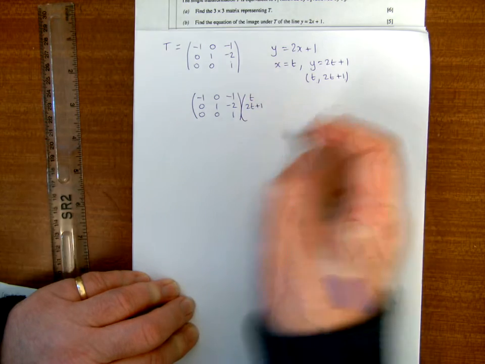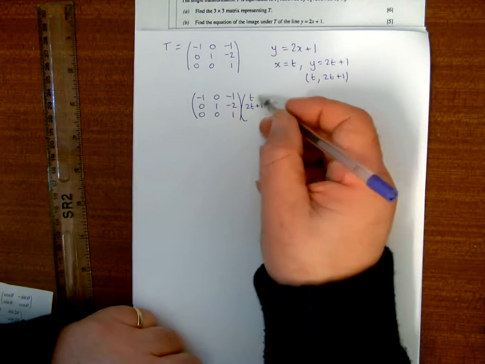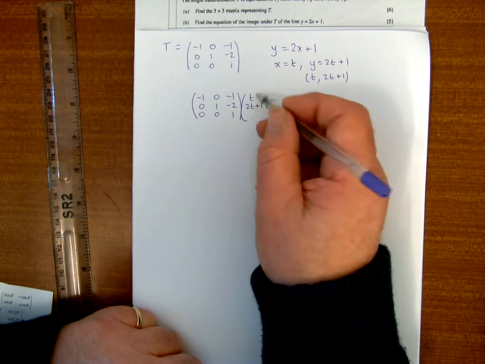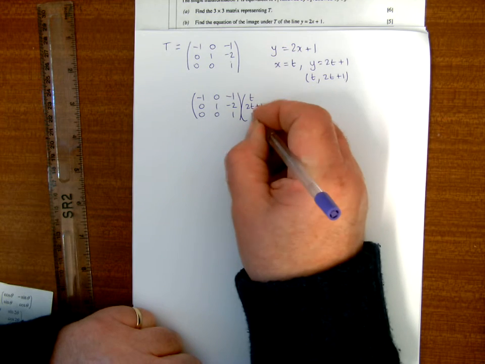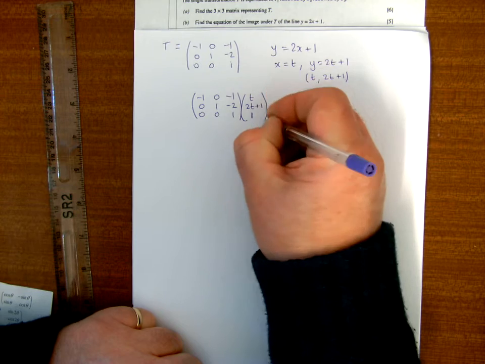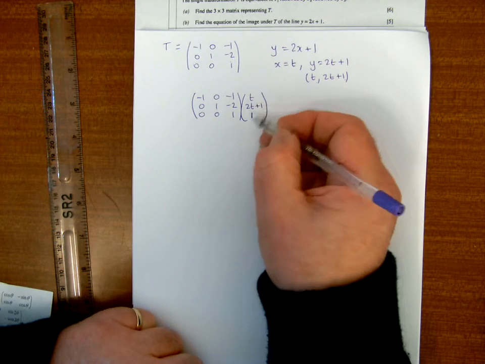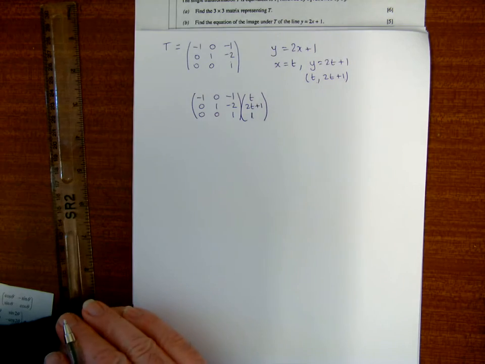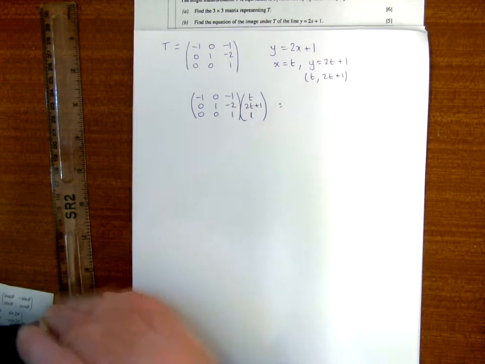Now then, because it's a 3 by 3, I need to add an entry into the column vector here. It's just putting a 1 in. It acts as a dummy. You need only the first two coordinates, and I put a 1 there. It won't affect the coordinates that come out.